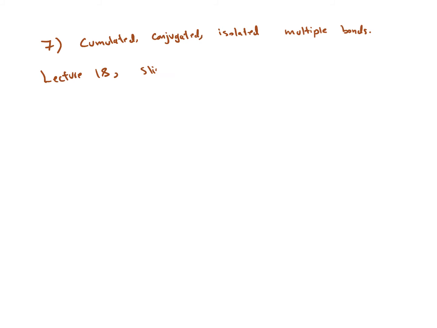Now let's go to question 7. Explain the difference between cumulated, conjugated, and isolated multiple bonds. Name 3 compounds for each category. So going to lecture 18, slide 5. We see the definitions.